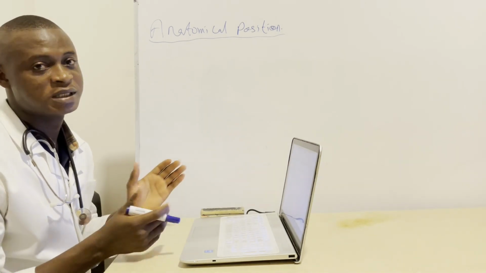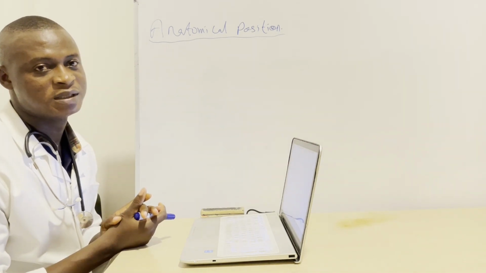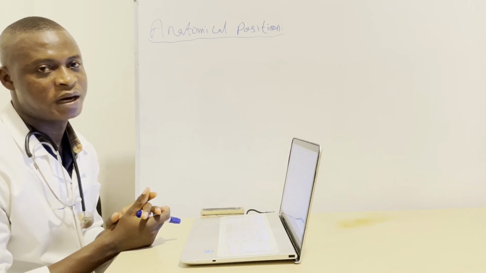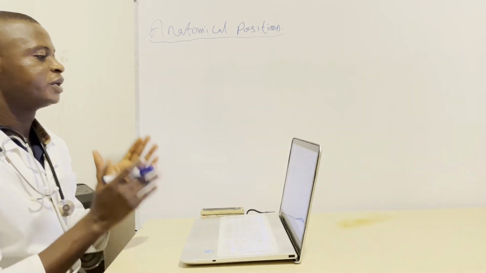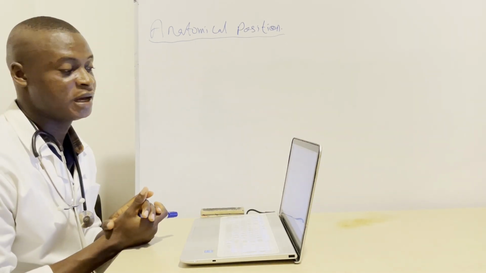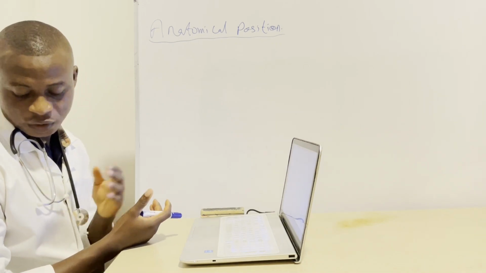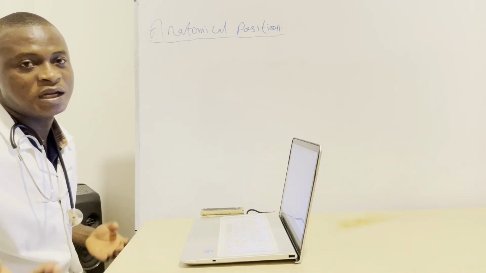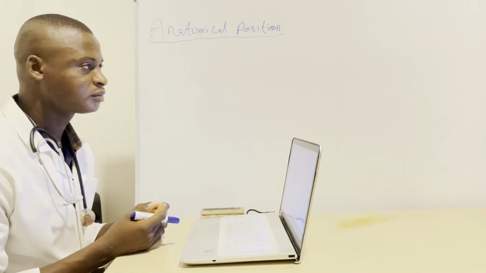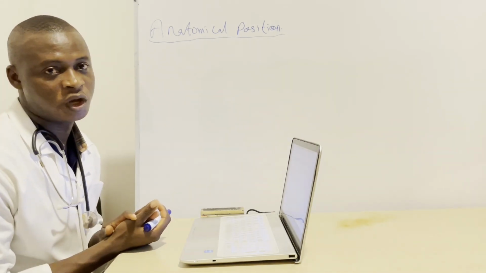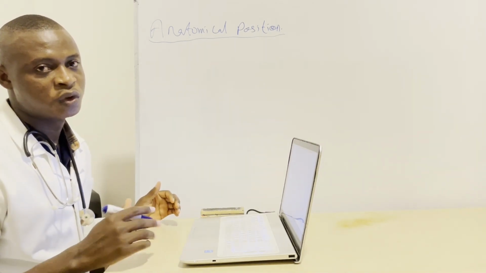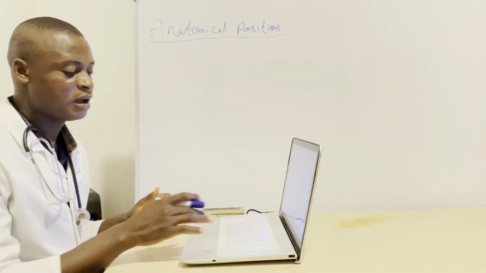So what this means is that when a person is standing erect, he's standing straight with the whole feet on the floor, parallel to each other, and then he's looking straight ahead with the eyes pointing straight in the eye sockets. The arms or the hands are hanging naturally at the sides of the body. The palms are facing forward, the thumbs are facing outward, and the fingers are pointing down naturally. So this is the correct description of anatomical position.